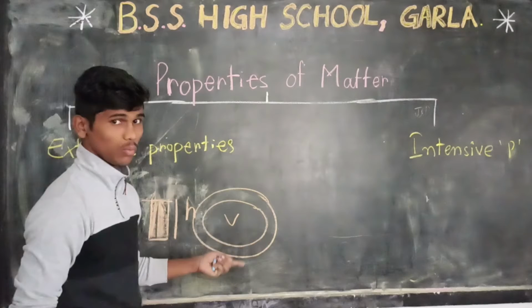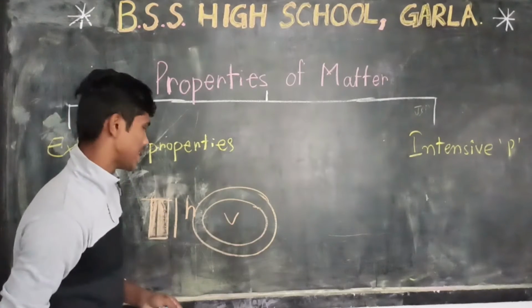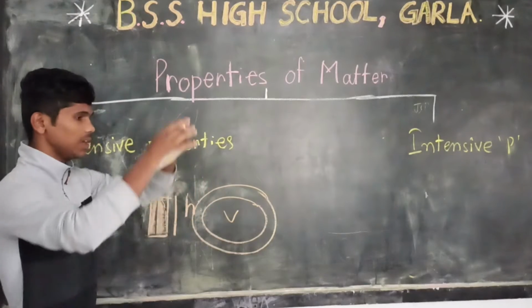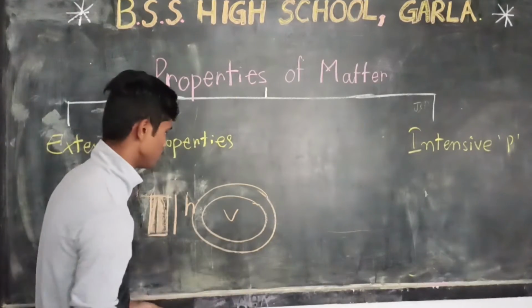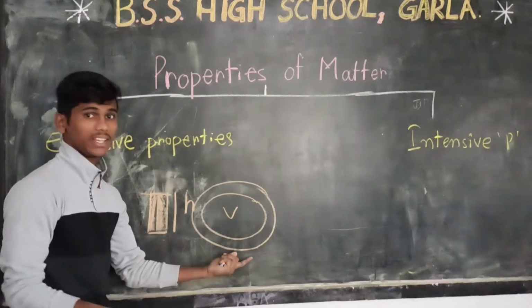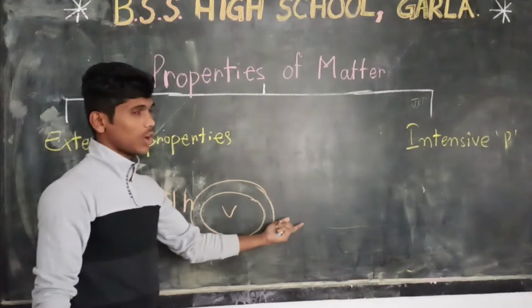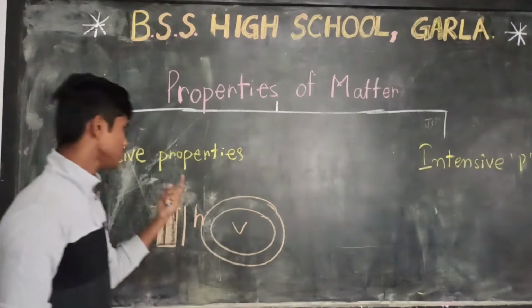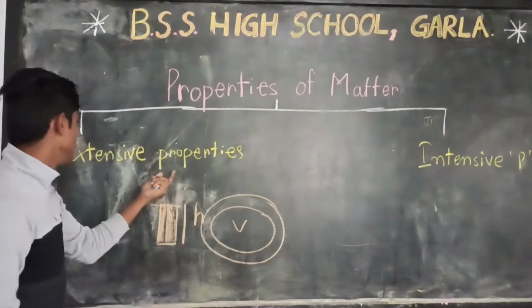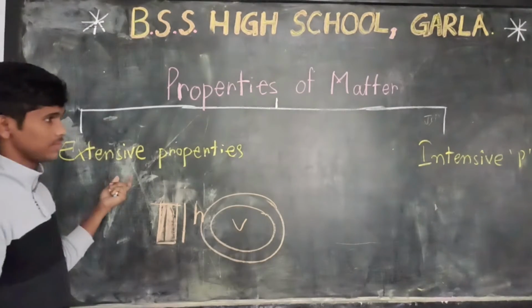So what we did here, we added some matter. That means I added some air into the balloon. The balloon will be expanded. We added some matter, which means increasing the volume. Increasing volume is an extensive property. Other examples of extensive properties are density and hardness.